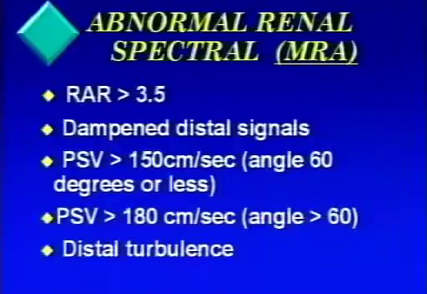So if you have an angle of 60 degrees or less, then we're looking for a peak systolic velocity of greater than 150 centimeters per second, combined with a renal to aortic ratio that's greater than 3.5 and associated distal turbulence. However, if you have one of those many patients that were at 65 degrees or maybe 68 degrees angle of incidence, then we have to bump that peak systolic velocity up to greater than 180 centimeters per second in order to categorize it into greater than 60% stenosis.